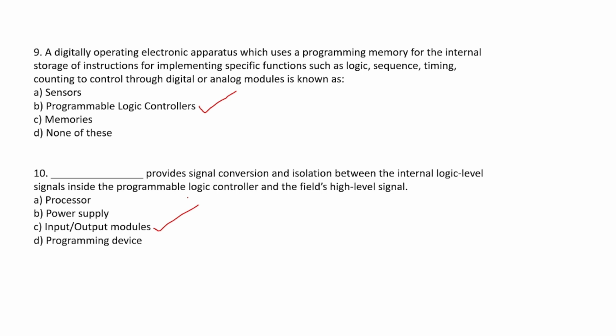Input modules convert the signal from input devices, which may be discrete or analog, to logic levels acceptable to the PLC's processor. And the output module converts signals from the processor to levels capable of driving the connected discrete or analog output devices. So that is how the input output module works.